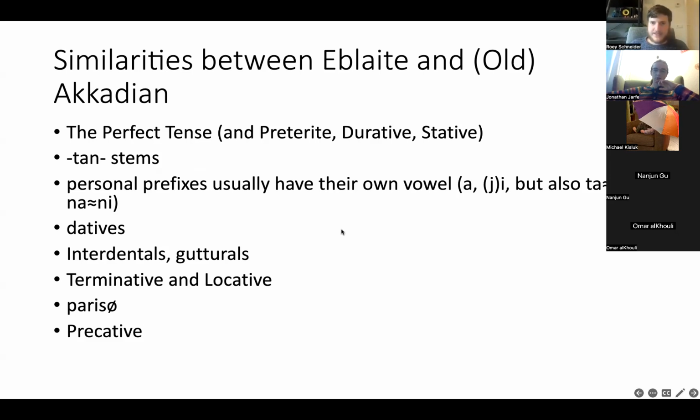Just like Akkadian, Eblaite has a terminative and locative suffix. Just like Akkadian, the stative is paris with no vowel after that and with the e vowel between the second and third radicals. And just like Akkadian, it has a regular system of applicative. I'm sure that there are many other features. Any questions so far?